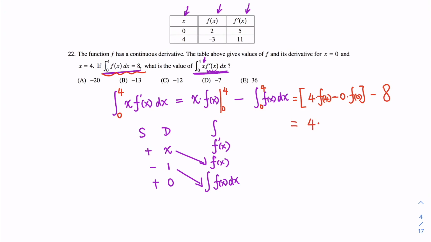Based on the table, f of 4 is negative 3. So this will give us negative 20. So the answer will be A.